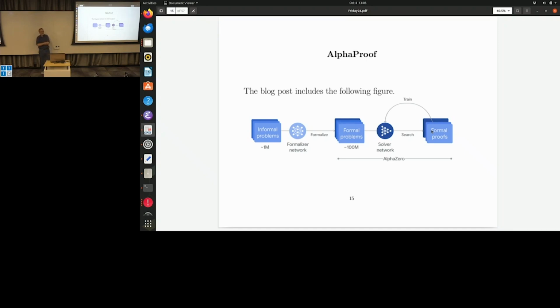What is the solver network? Is it initialized with some pre-trained language model, or something trained from scratch when the training starts? I don't know. Presumably there's a foundation model. But is it a pre-trained foundation model or something trained from scratch? I would presume there's a foundation model that's been trained with code. I see.